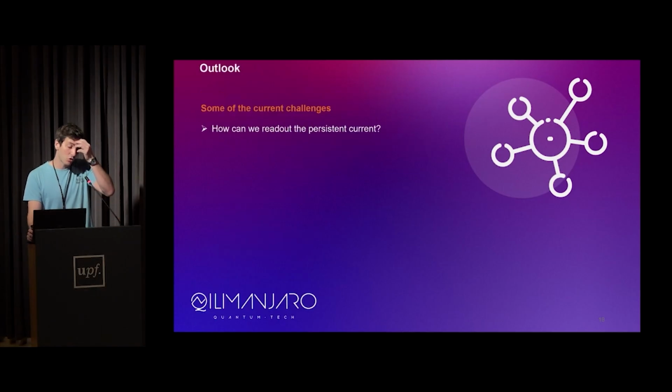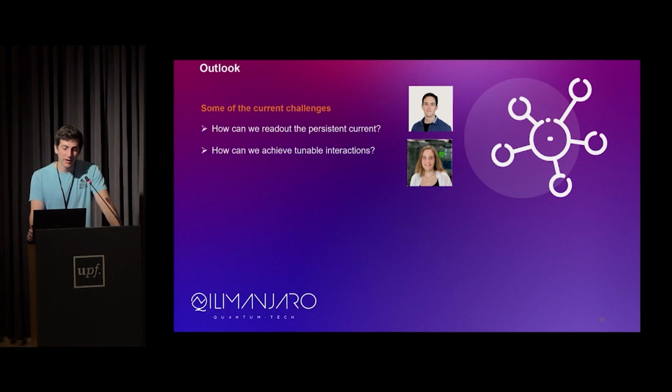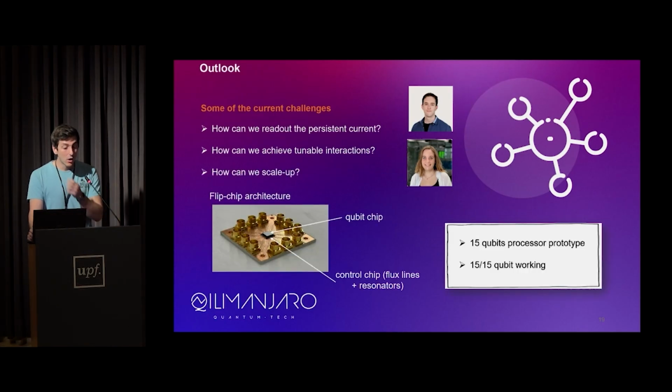But of course, I showed you mainly the good properties, and Fluxonium also has challenges. For example, how can we read out the persistent currents of the qubit? This is something that I didn't cover throughout the talk, but Victor will discuss this in the next talk. How can we achieve tunable interaction? Well, we heard about it from Andrea on Monday, and it's still something that we need to measure and work on. And finally, how can we scale up? I mentioned also that it's important to minimize crosstalk when we want to scale up.